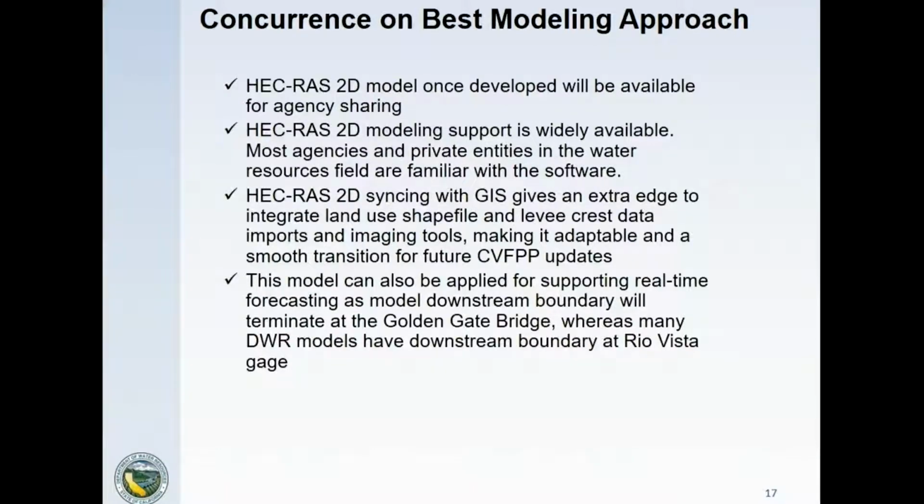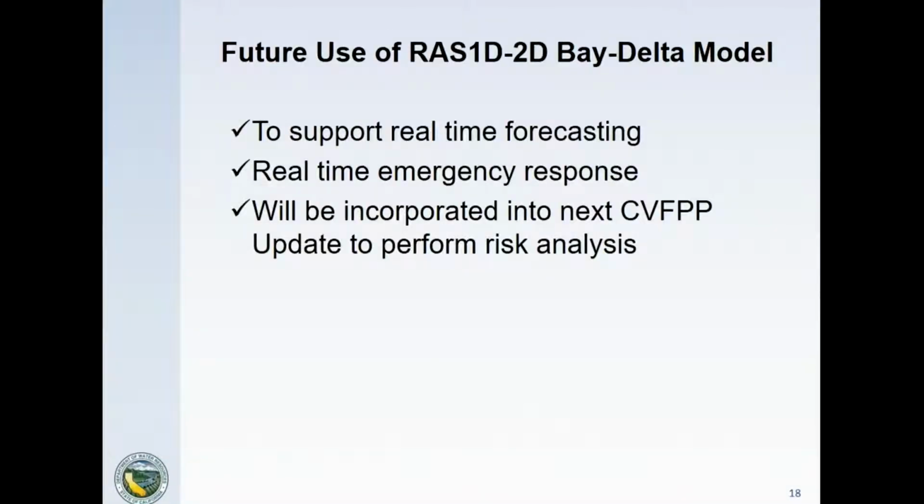Another thing is the 1D 2D model we would be developing will go all the way down to Rio Vista, to the Golden Gate. Whereas all the models that we have in DWR stop at the Rio Vista gauge, and we use some sort of correlation analysis to get the boundary condition at Rio Vista from the Golden Gate. For future use, once this model is developed, folks can use it for real-time emergency response and real-time forecasting, because it's going to go all the way to Golden Gate.